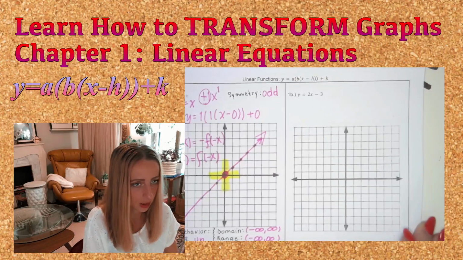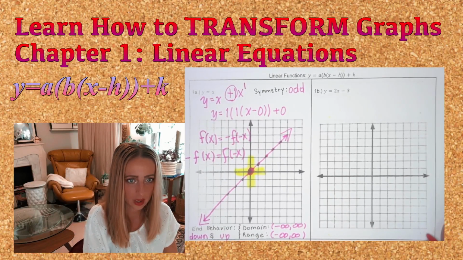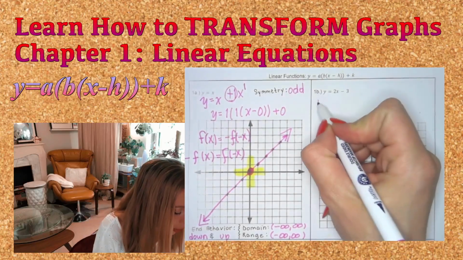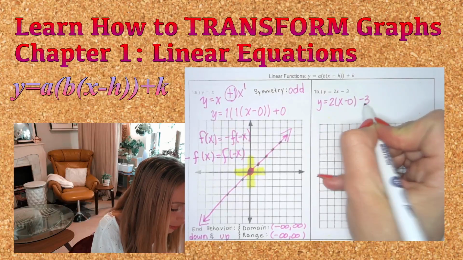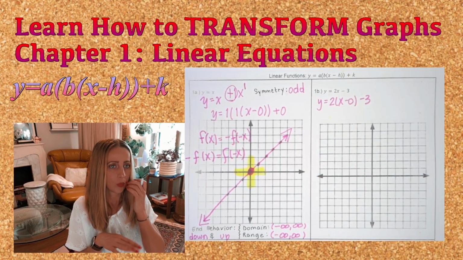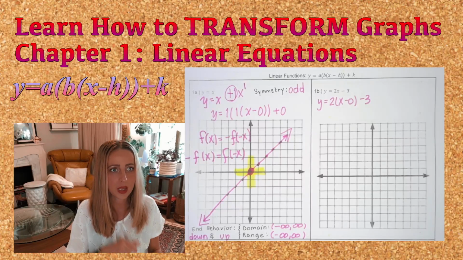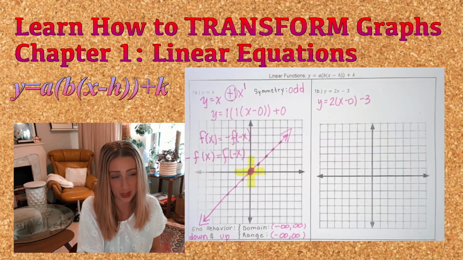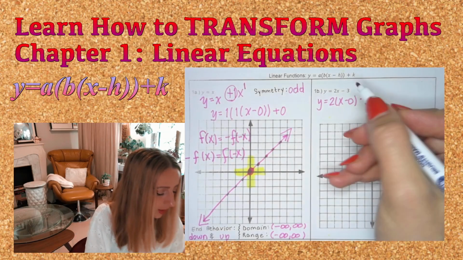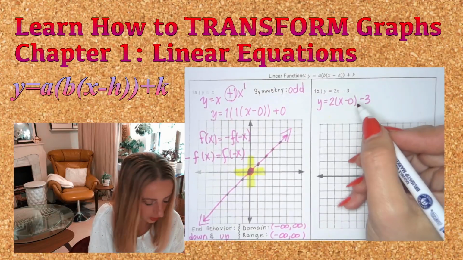Next, here is our first example. I'm going to rewrite it: y equals 2 parentheses x minus 0 minus 3. You don't see b manipulated very often, so forgive me for not indicating that it is a 1 in this case. I will bring it up when I feel it's necessary.